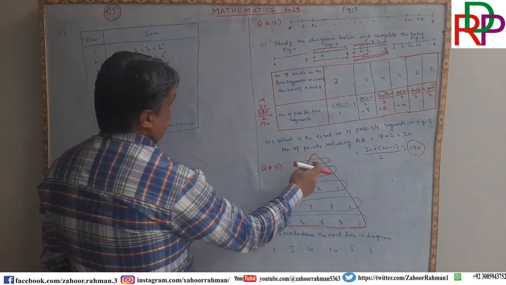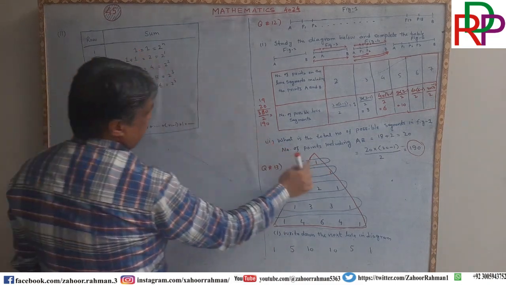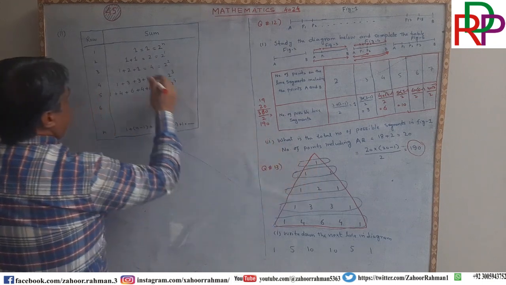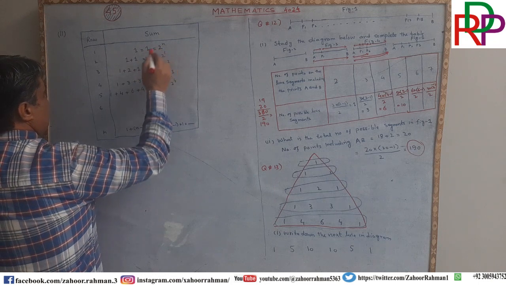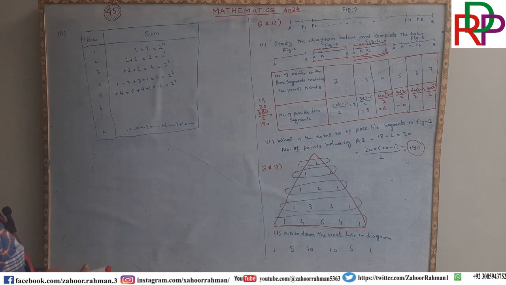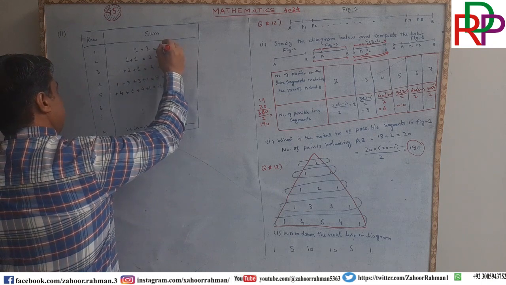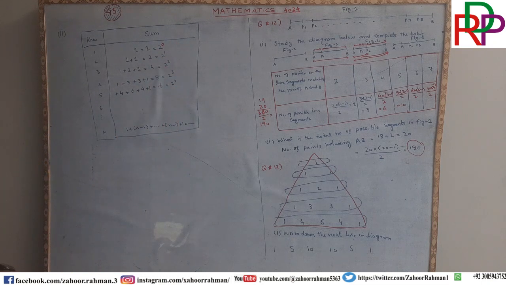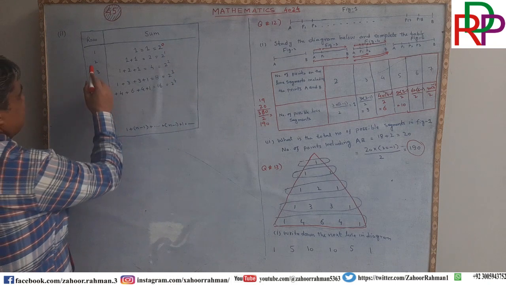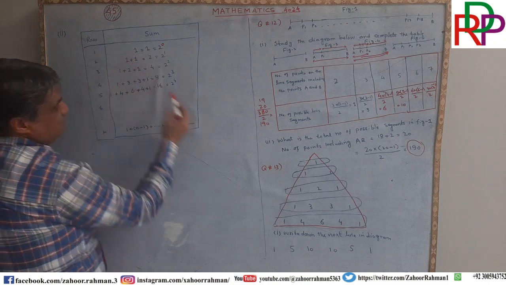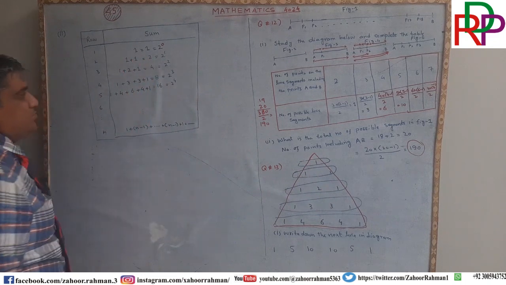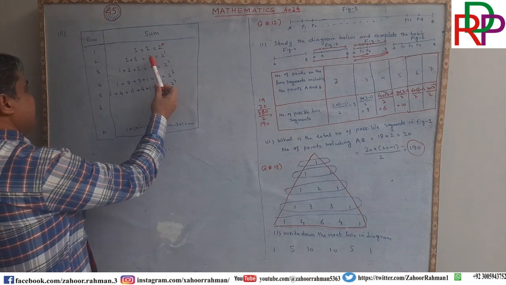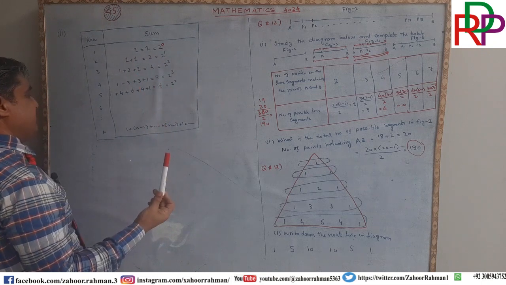The first row is saying that there is a 1 and it is equal to 1, which is equal to 2 raised to the power 0, you should write. 2 raised to the power 0, and it will be equal to 1. Now in the second row, there is 1 plus 1 because there is 1 and 1. So 1 plus 1 is equal to 2. And this is equal to 2 raised to the power 1.